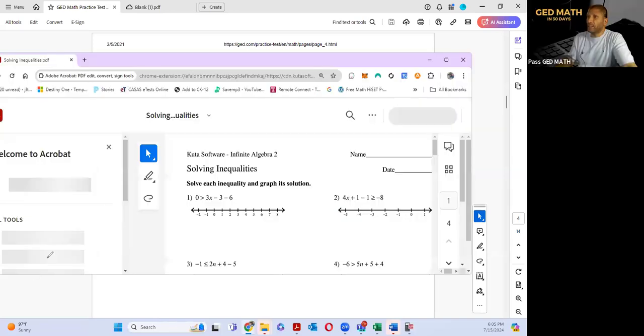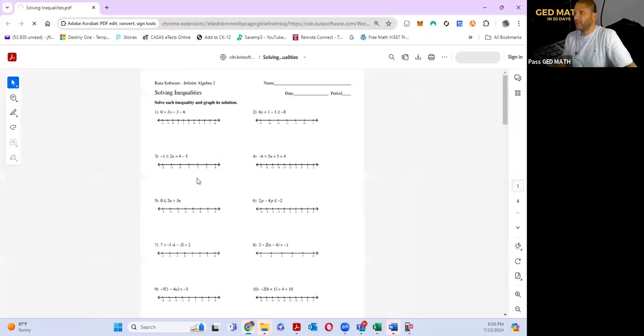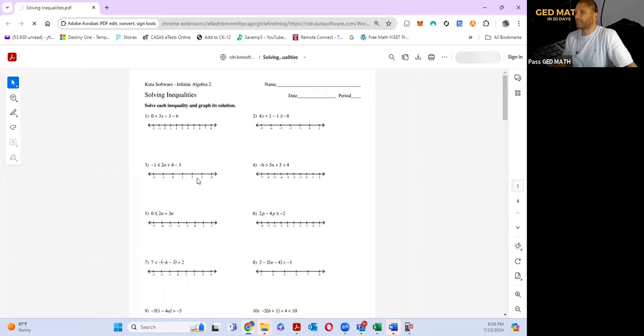And again, this is a free resource on the internet. I've got links on my site. Let's see if we can find a nice problem. I'm going to try to find one where the variable is negative and on the right side.